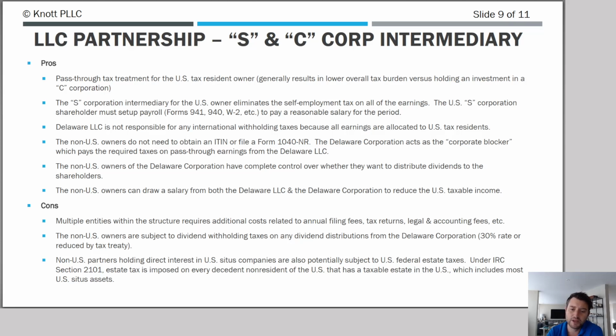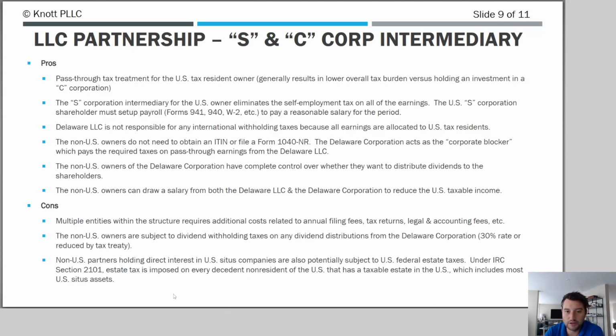The other con, again, the dividend withholding taxes is still an issue, right? So Emma is basically paying 21% on her allocation of the profits from the business, right? That's at her C Corp level, and then to the extent that she takes dividend distributions, she's got a 30% withholding tax. The other con here, the estate tax issue still remains for Emma. She is a direct holder of U.S. corporate stock. That's a U.S. situs asset. If she were to pass away, that would be included in her taxable estate.